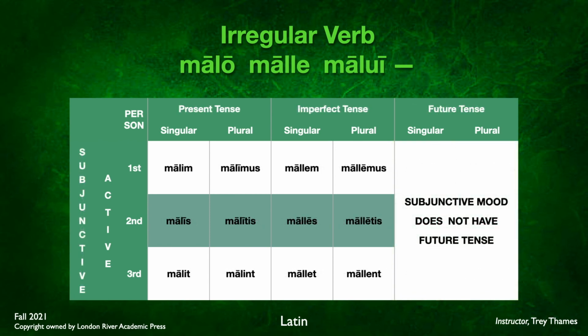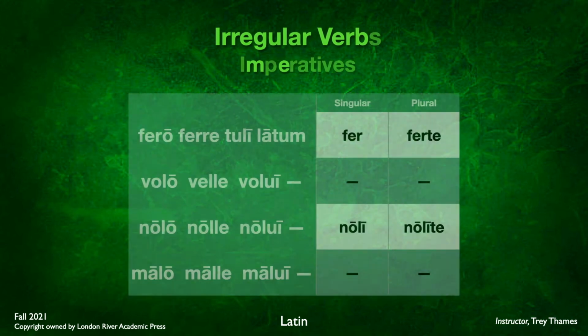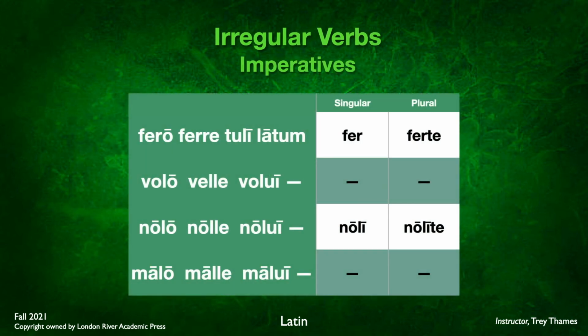And then finally, in your subjunctive, malim, malis, malit, malimus, malitis, malint. And then the imperfect infinitive, male plus endings. And then lastly, the perfect system of the subjunctive, third principal part, stem malu plus aram, aris, arit. And then your malu plus isem, ises, iset. All right, so that's how you conjugate these irregulars.